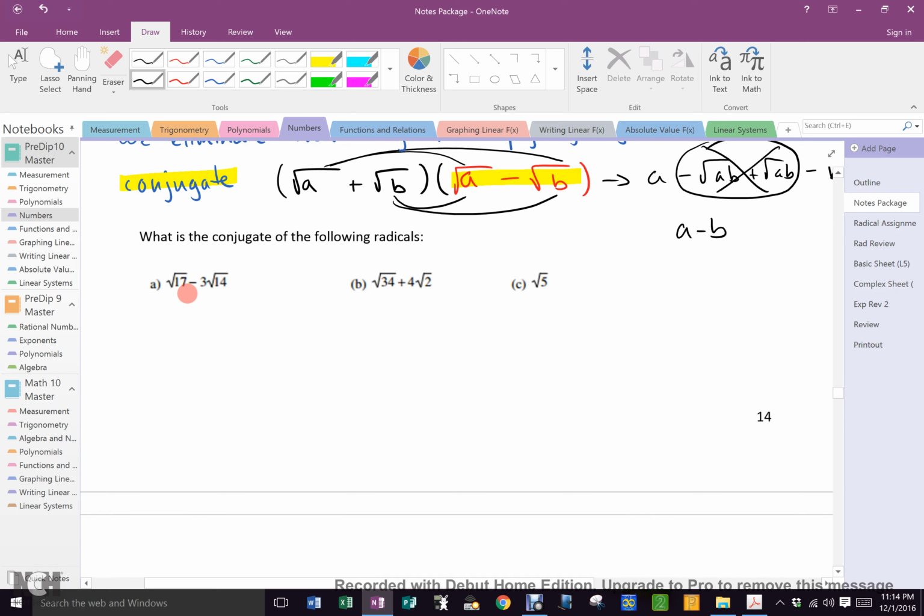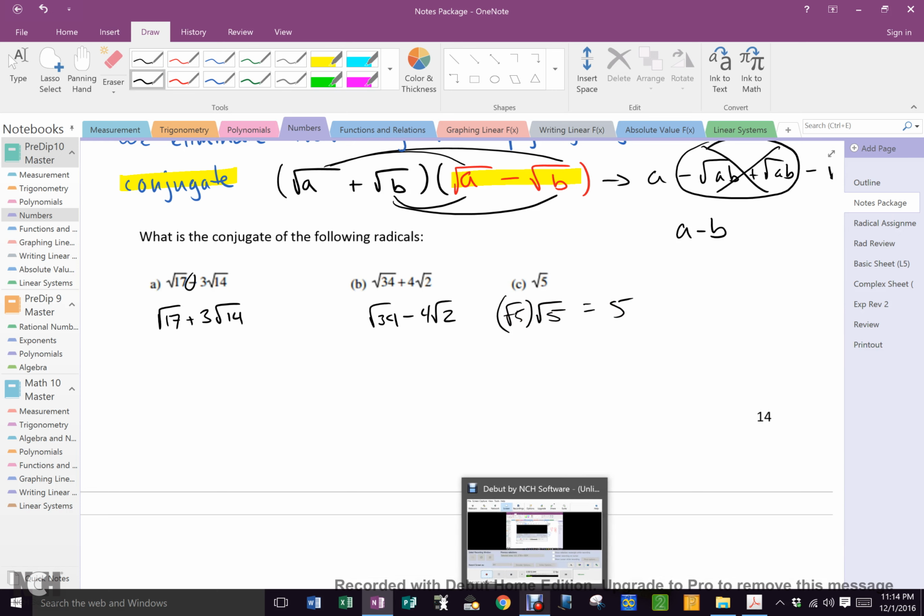First, let's talk about the conjugate of this radical. Remember, all we change is that sign. So it's root 17 plus 3 root 14. This is root 34 plus, not plus, minus 4 root 2. And this is just root 5, because root 5 times root 5 equals 5, which will eliminate that radical. Okay?